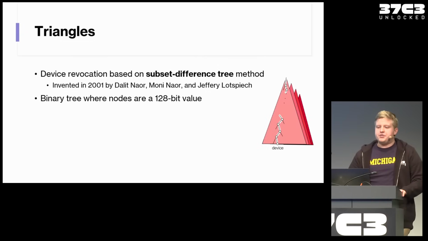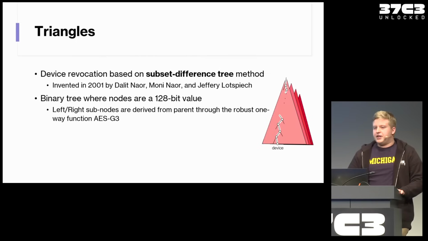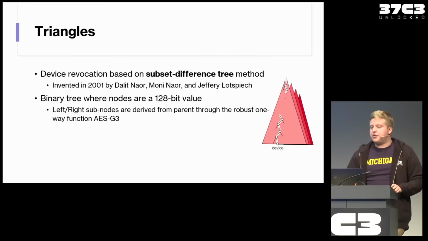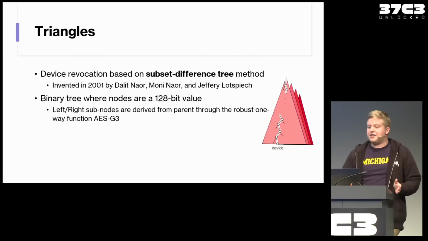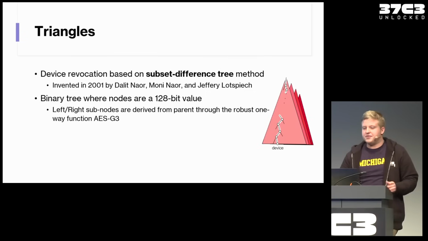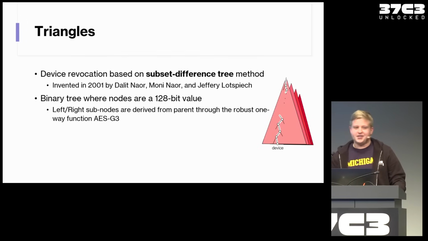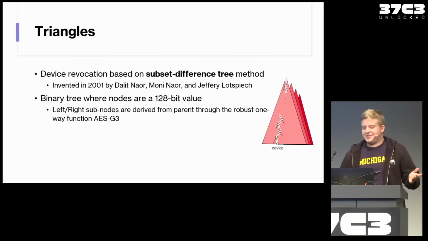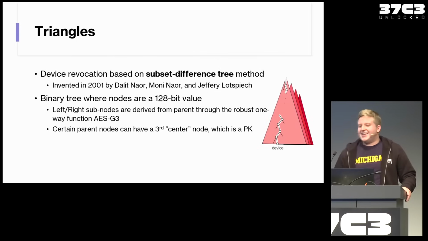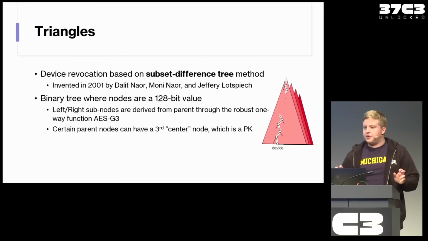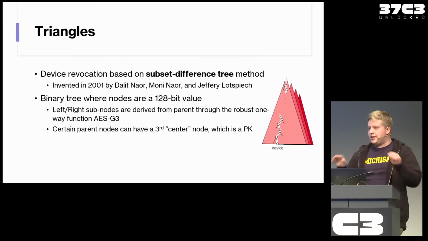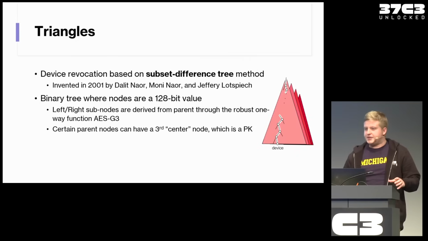But you can kind of think of it like a binary tree where every node is a 128-bit value. The left and right subnodes can be derived from the parent node through a robust one-way function, which is effectively a hash, but they don't use a hash like SHA or MD5. They actually came up with a new hash called AESG3, which is based on AES, and it does 3 rounds using a hard-coded seed, just because they wanted to. A certain parent node could have a third center node, which would be denoted by a special value, which instead of continuing down and making more levels of the tree, you would actually stop there, and when you get that center node, that 128-bit node label is your processing key.